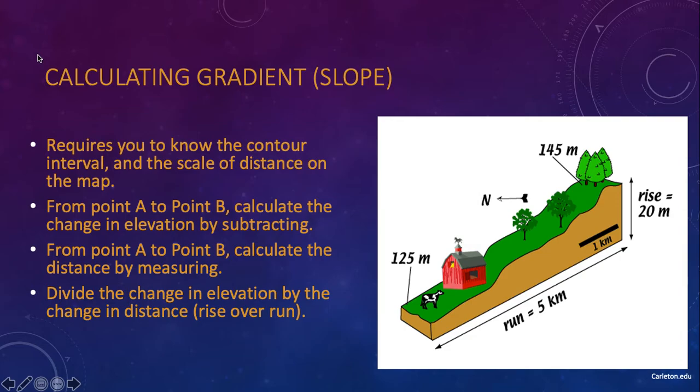All right, calculating gradient, or the slope. It requires you to know the contour interval and the scale of distance on the map. From point A to point B, calculate the change in elevation by subtracting, and then from point A to point B, calculate the change in distance by measuring according to the scale. If you divide the change in elevation by the change in distance, that's how you get the gradient, which is slope, which is rise over run. How much does it change in elevation per the distance?